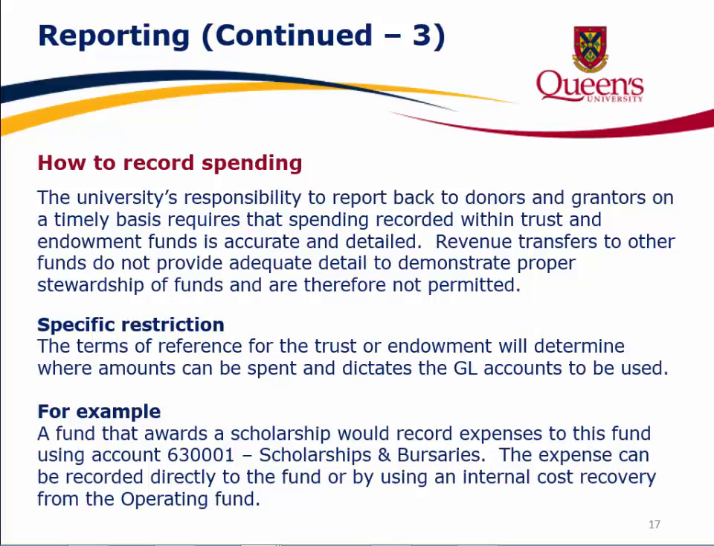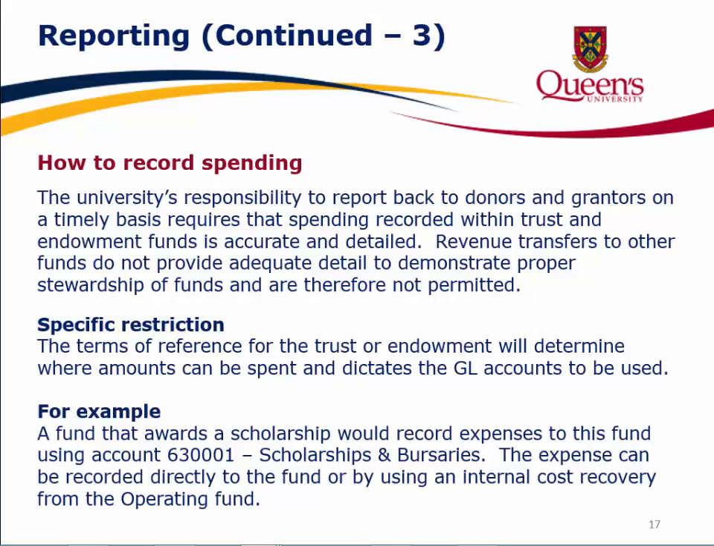Specific restriction. The terms of reference for the trust or endowment will determine where amounts can be spent and dictates the GL accounts to be used. For example, a fund that awards a scholarship would record expenses to this fund using account 630001, Scholarships and Bursaries. The expense can be recorded directly to the fund or by using an internal cost recovery from the operating fund.